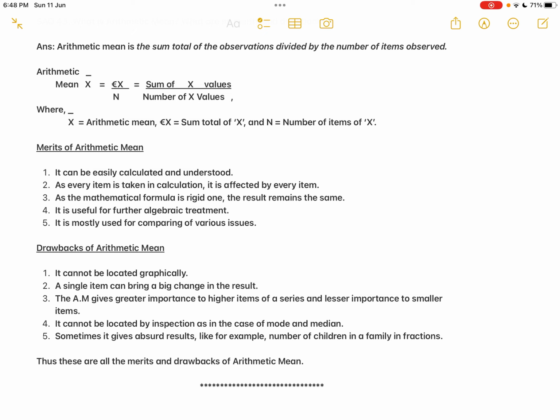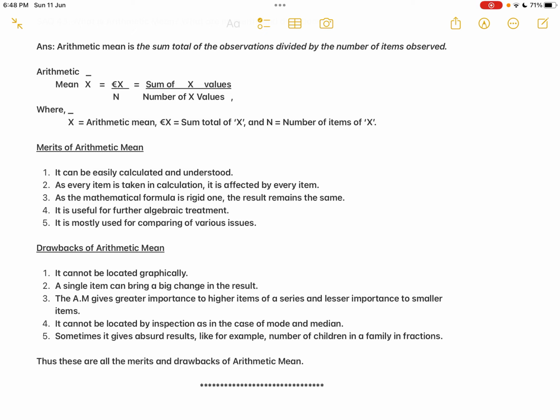The fourth one, it is useful for further algebraic treatment. Based on arithmetic mean, many other measures can be derived, for example the standard deviation, mean deviation, like mean deviation from the mean. So further algebraic calculation is possible with the help of the value of arithmetic mean. This value can be used for further mathematical analysis.